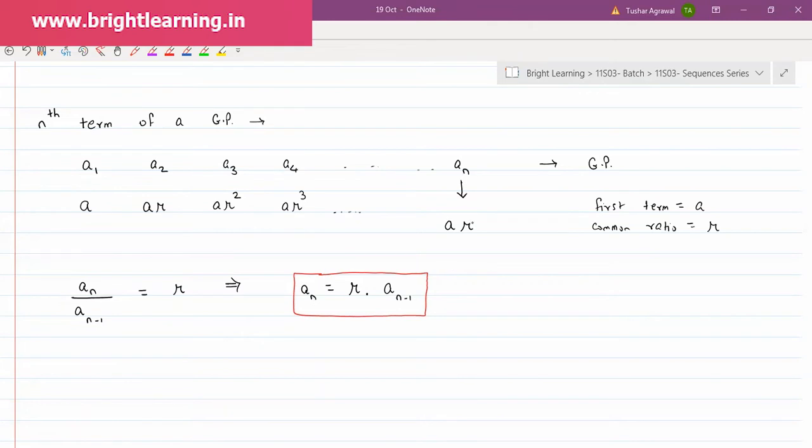N, sir, N. No, not n. It will be n minus 1. Okay, now if you want to determine the power over here, just compare with this. Just start from the smaller values.